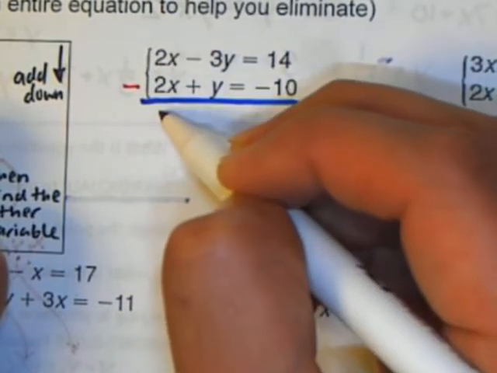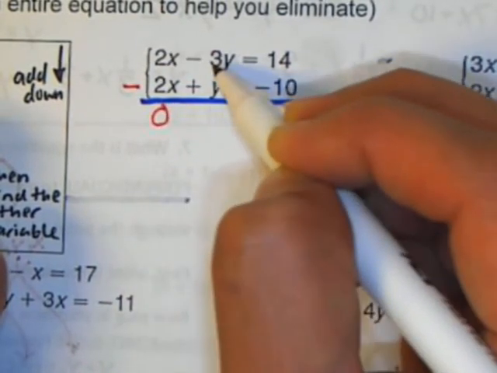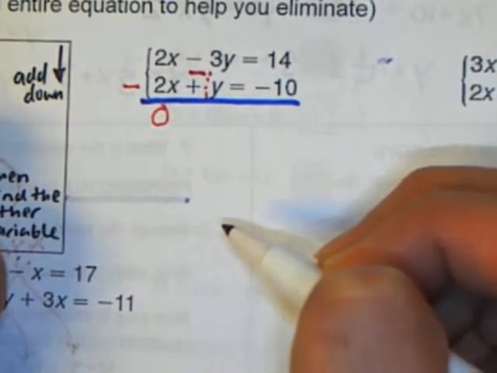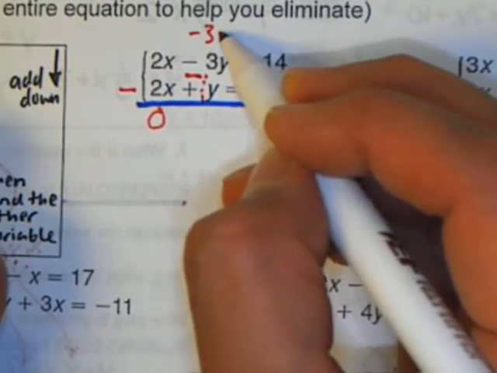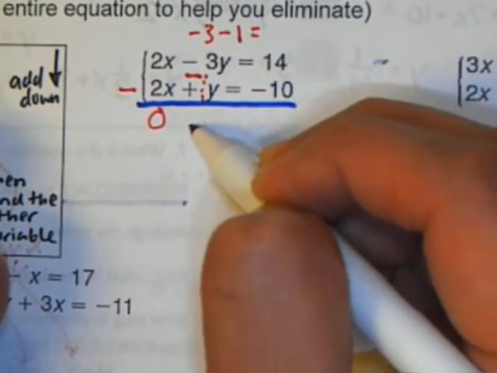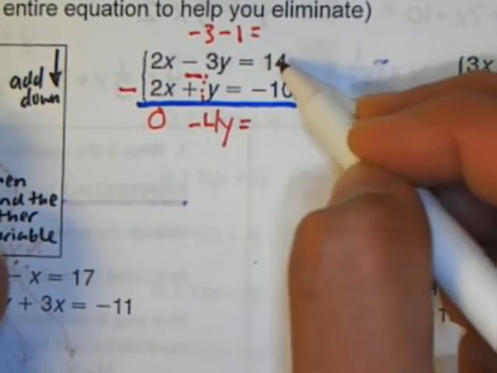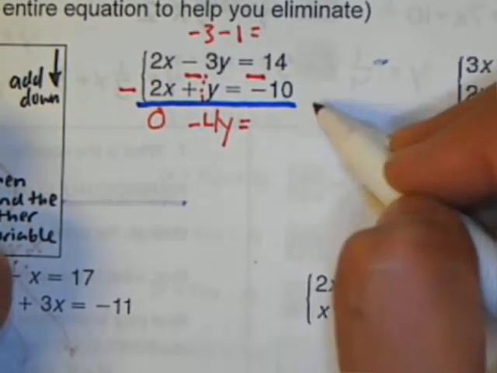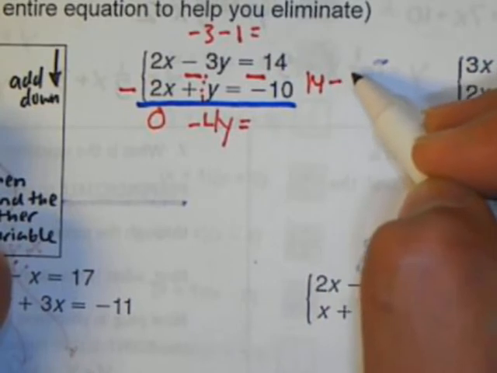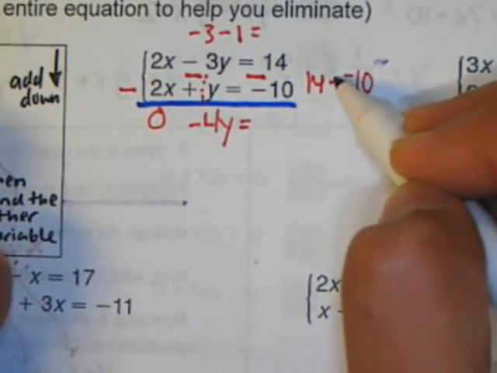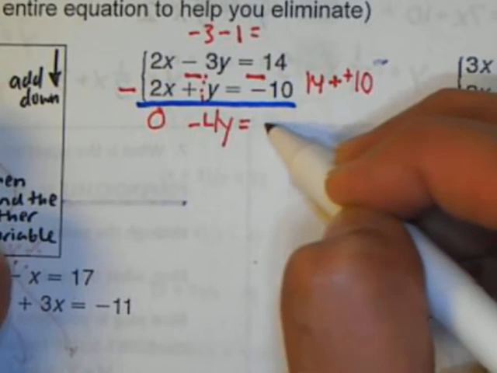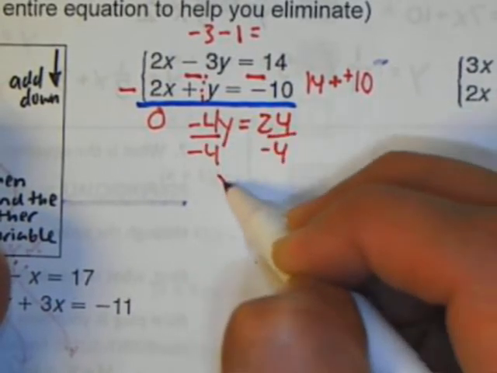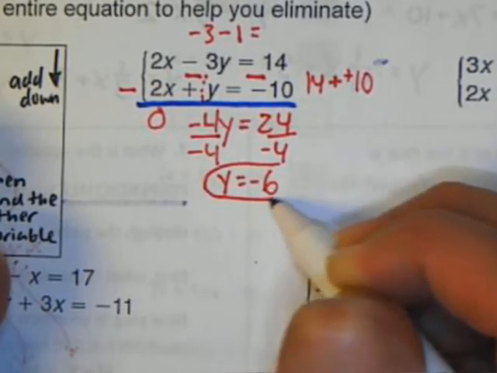2x minus 2x, 0. What's negative 3y minus y? That's like a minus 1y. That's going to be negative 3 minus 1. That's negative 4y equals, what's 14 minus negative 10? 14 minus negative 10. Don't change, opposite, opposite. That's a positive 24. Divide by negative 4, divide by negative 4. Y equals negative 6. That's one answer.